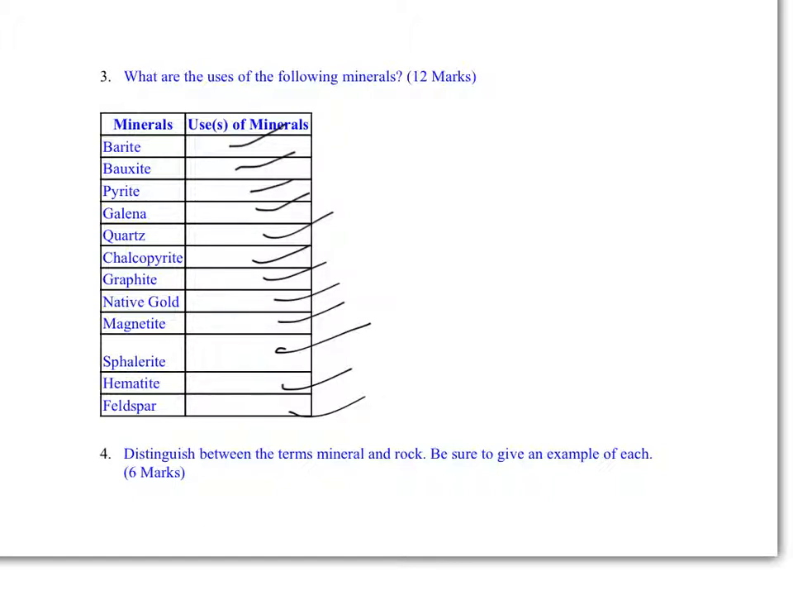A rock is also solid. It is also naturally occurring. A rock, though, can be organic or inorganic. So that is one vital difference. And a rock, by definition, is a mixture of minerals. The example of the rock that I will choose is a rock called gabbro.